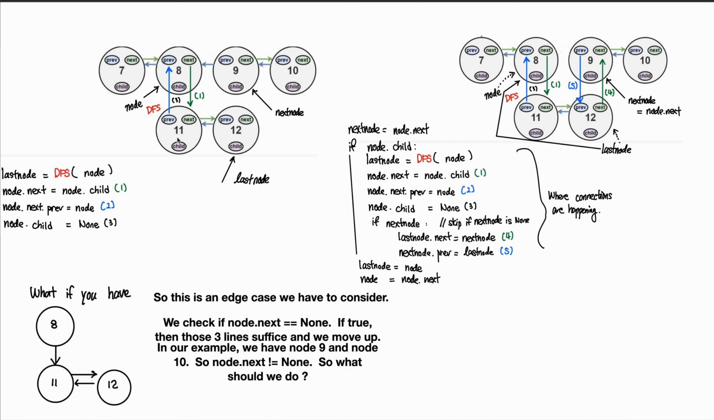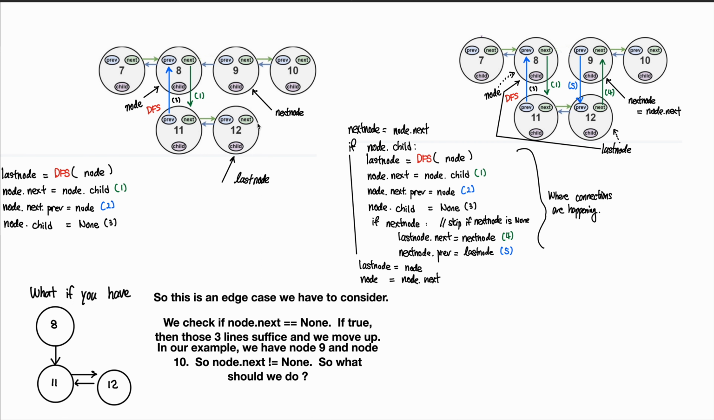And then we still have to think about connecting this last node to this guy, next node. But before we do that, we have to consider an edge case. So instead of this, what happens if you have just 8, 11, and 12? Well, 8 doesn't have anything to its right. So in that case, these 3 lines of code are sufficient. However, in our case, we have 9, where 8.